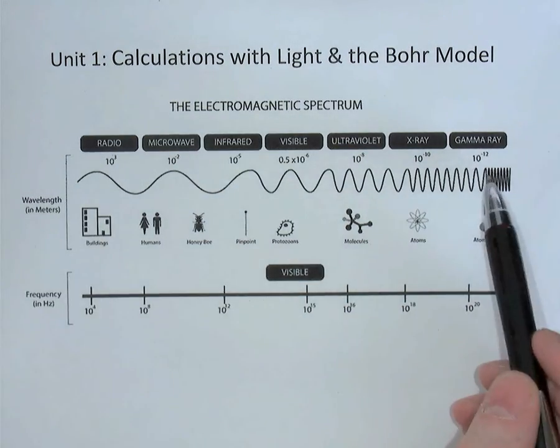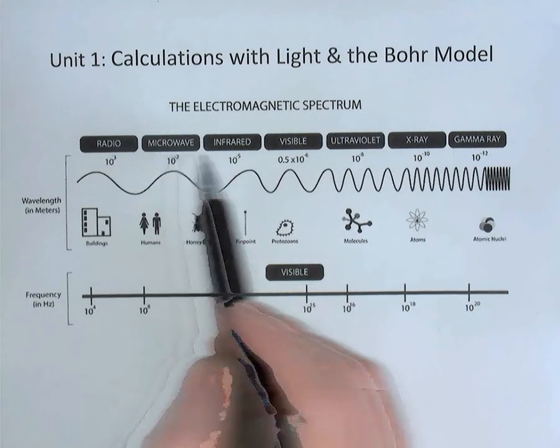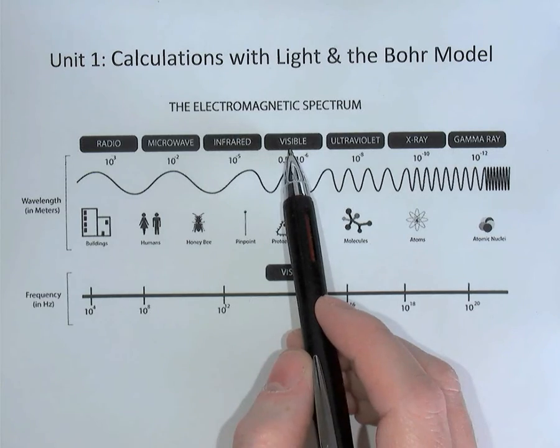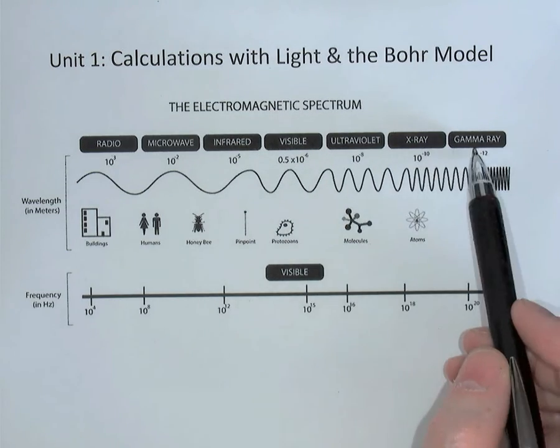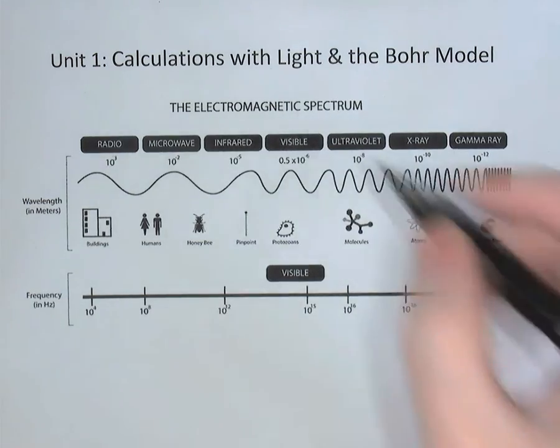Arranged like this in order of decreasing wavelengths: radio waves, then microwaves, infrared radiation, visible light, ultraviolet, X-rays, and gamma radiation. You need to know those 7 regions of the spectrum.